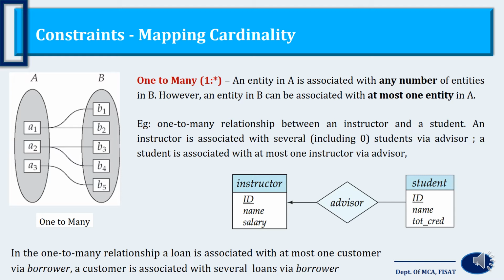Let us look at the scenario between the instructor and a student. An instructor gives advice to many students, so from the instructor to the students we have the many relationship. Each student is associated with at most one instructor. From the student towards the instructor the mapping is one, and from the instructor towards the students the mapping is many.